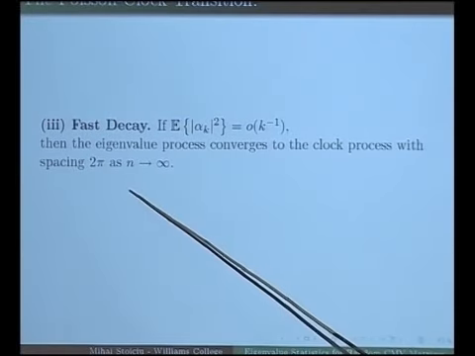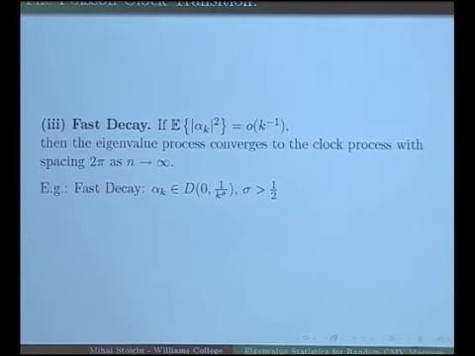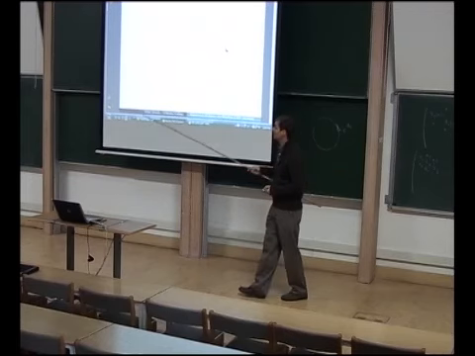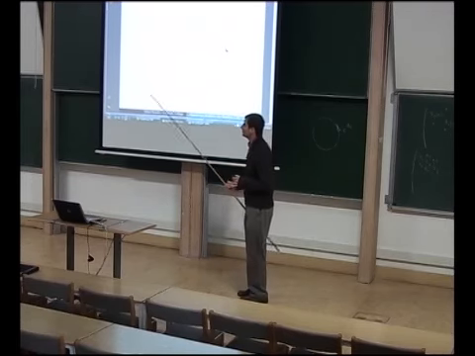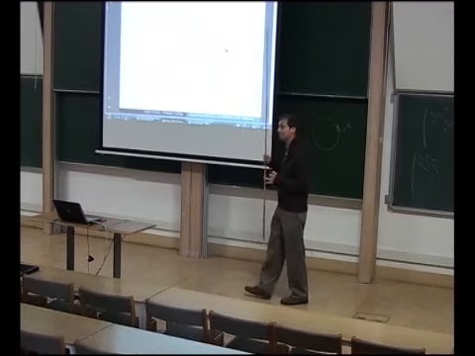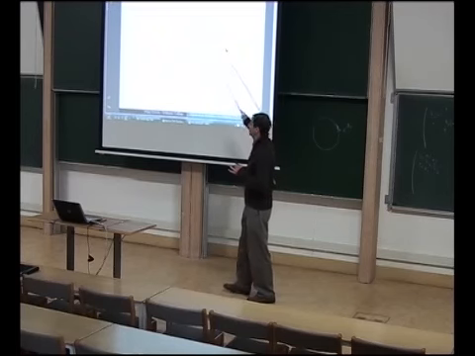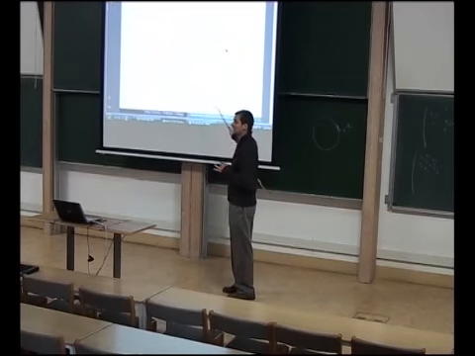In the case of fast decay, when these expectations decay faster than 1 over k, the eigenvalue point process corresponds to a clock process with spacing 2 pi. That's the case of fast decay, where sigma is greater than 1/2. Now, I have 4 more minutes.